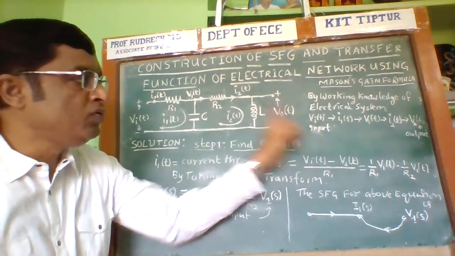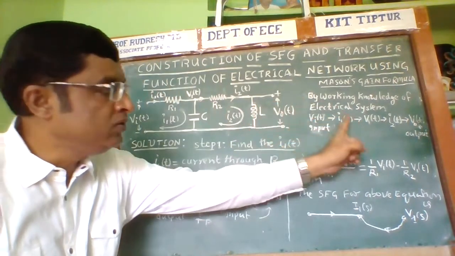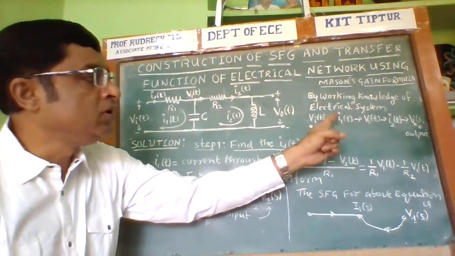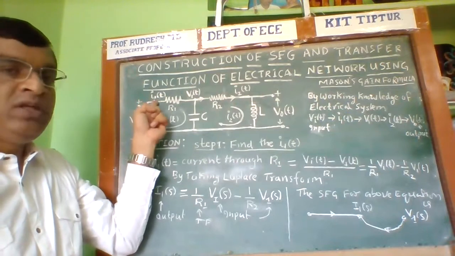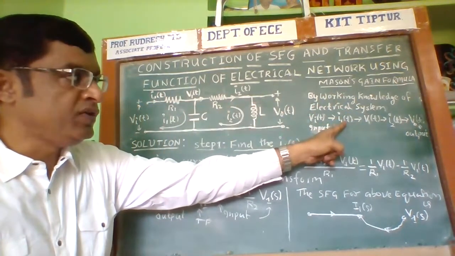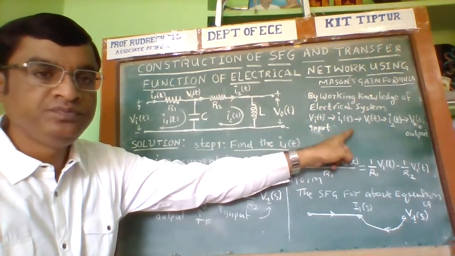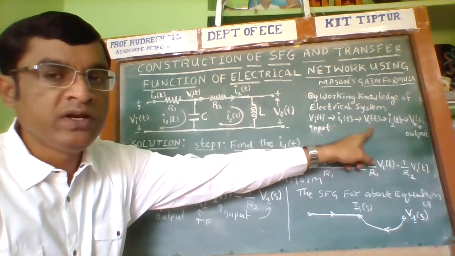Here, which is the input? V of t is the input. V naught of t is the output. When I apply V of t, the immediate output is I1 of t. Due to I1 of t, V1 of t is generated.